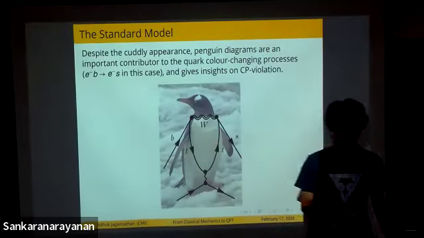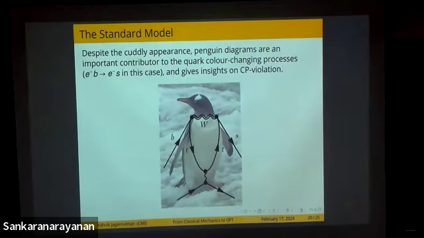So this is an interesting Feynman diagram because in some regimes it gives you a significant contribution to the amplitude, even more than tree level sometimes, and it gives some insights on symmetry breaking and CP symmetry. Apparently, yeah.